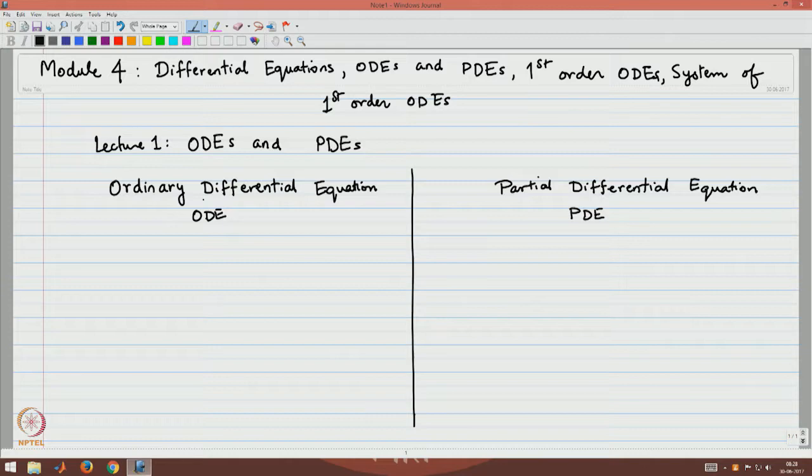Now we will start module 4 of this course, and in this module I will be starting the discussion on differential equations. I will first talk in very general terms about differential equations. I will talk about ordinary differential equations and partial differential equations, their solutions, and then in this module we will discuss first order differential equations and their solutions. In the next module we will go to second order differential equations. So, let us get started with this module.